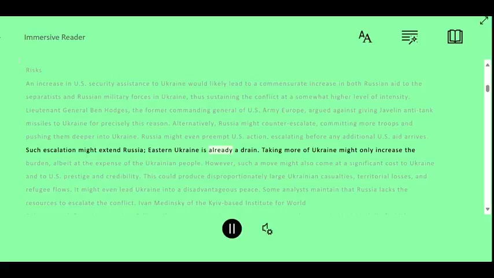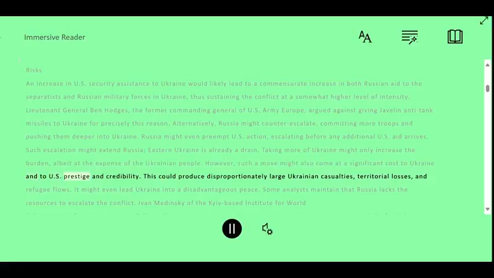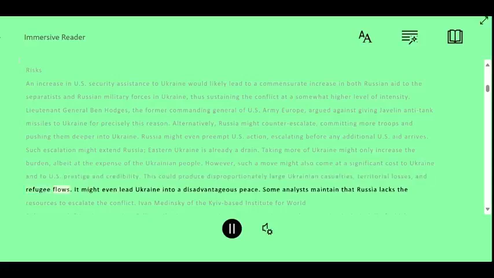Such escalation might overextend Russia. Eastern Ukraine is already a drain. Taking more of Ukraine might only increase the burden, albeit at the expense of the Ukrainian people. However, such a move might also come at a significant cost to Ukraine and to U.S. prestige and credibility. This could produce disproportionately large Ukrainian casualties, territorial losses, and refugee flows. It might even lead Ukraine into a disadvantageous peace.